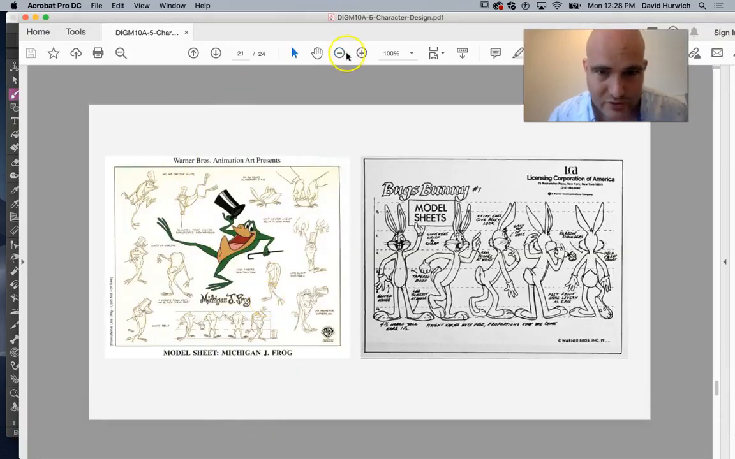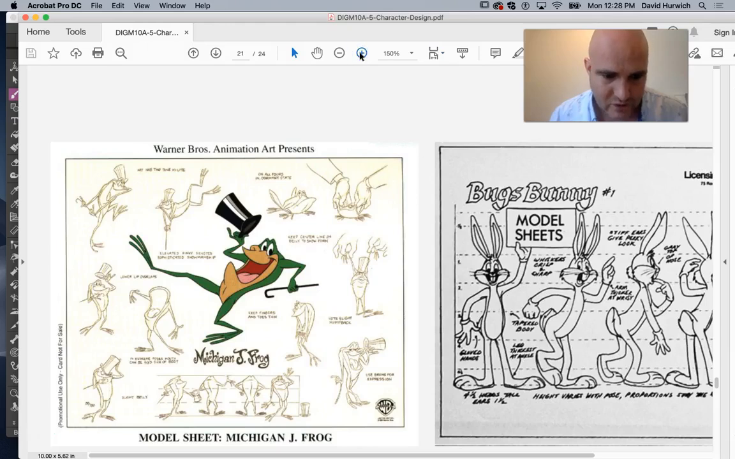Some more examples. These are what are called model sheets. You can see this was Michigan J Frog. They drew the character in different poses, and the character definitely feels solid. You know what I mean? Even though it's just a drawing, you can feel a sense of depth by where they place the arms and the legs. Part of it is the posing: straight arm, bent legs, solid upper torso, position of the eyes in relationship to the mouth.